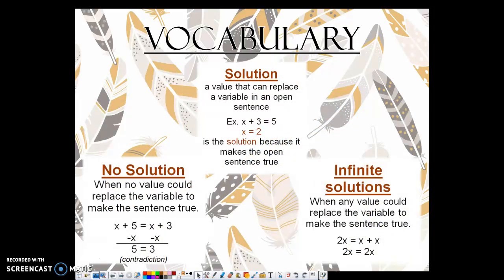Okay, so a solution is when x equals some number. No solution is when it doesn't make sense. Infinite solutions are when they're exactly the same on both sides.